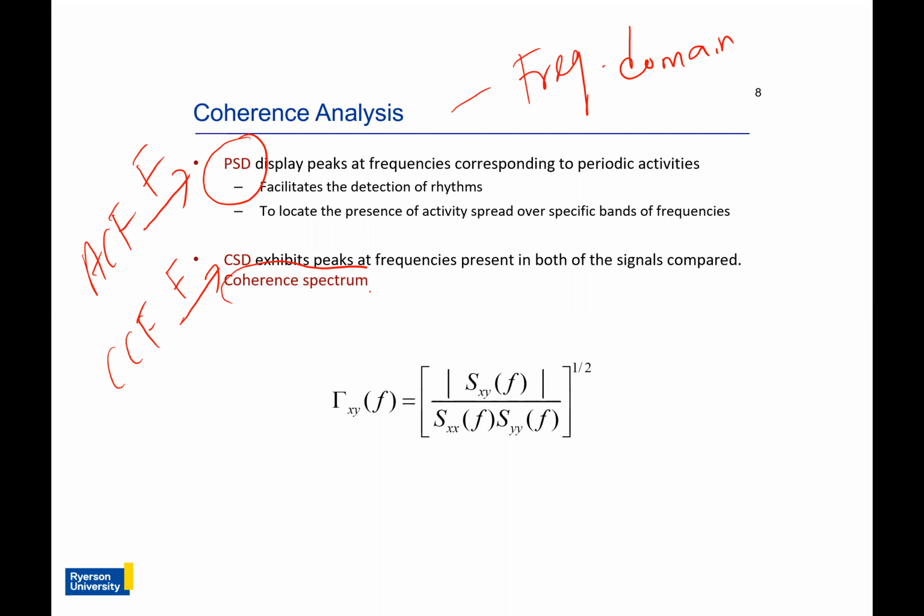Now, if you have the PSD, power spectral density, and the cross spectral density, then you can compute what's called the coherence spectrum. The coherence spectrum is given by delta XY, which is nothing but the numerator, the CSD, cross spectral density between the signal X and Y, divided by the power spectral density of signal X multiplied by the power spectral density of signal Y. The whole thing is square rooted. So very simple. The numerator is the CSD, and the denominator is the power spectral density of the individual signals.